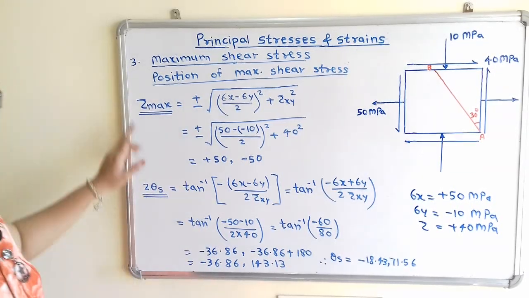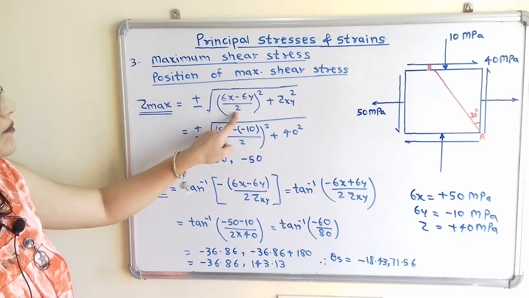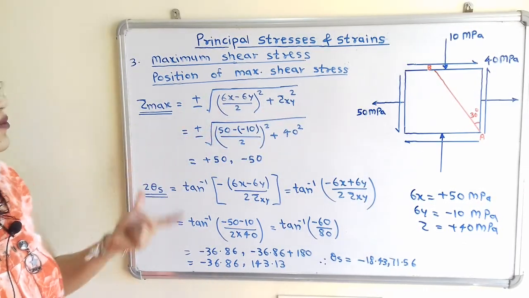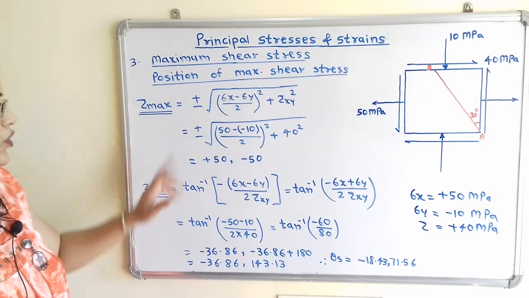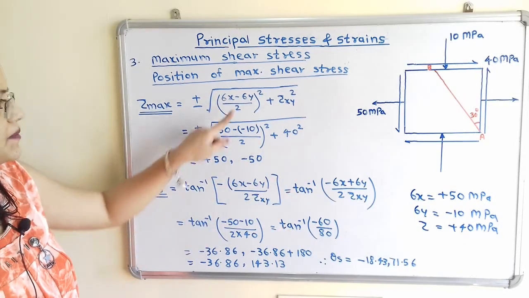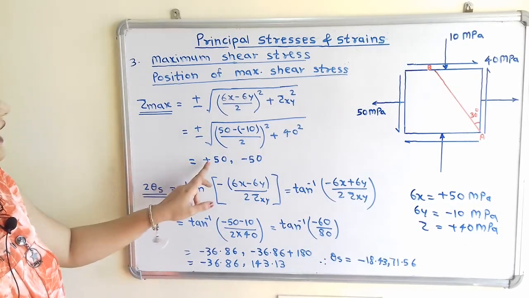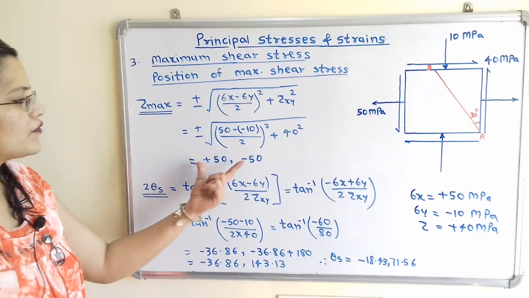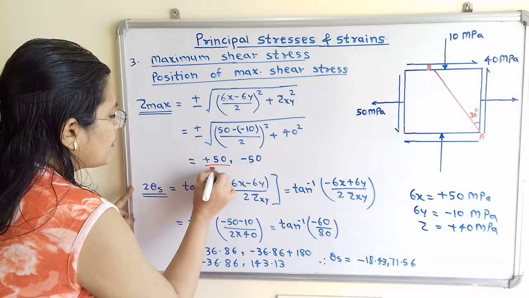We have the formula tau max is equal to plus minus under root of (sigma x minus sigma y)/2, bracket square, plus tau xy square. So if we observe the formula for the principal stress, then we have to take here the second part of that formula, which is equal to plus minus. We will put the value: sigma x is plus 50, sigma y is minus 10 and tau xy is plus 40. So we will get the answer, here is plus minus sign, that is plus 50 and minus 50. So we will get these two values. So this plus 50 is the maximum value.